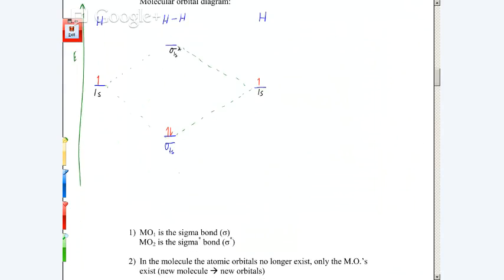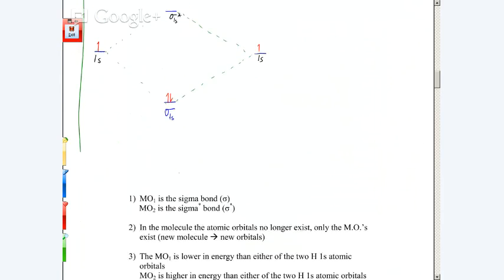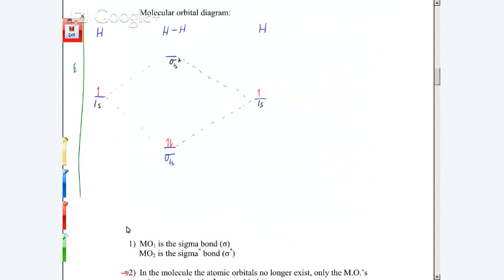Okay, now let's talk about what this means and what this tells us. So, as I said, and this is kind of a weird thing, the atomic orbitals no longer exist. In a molecular orbital theory picture, once atoms form a molecule, there are no atomic orbitals anymore. There are only the molecular orbitals, which take up the entire molecule. So we took those ones from the side and we built these new ones. The hydrogen molecule no longer has any s orbitals in it. It has these orbitals in it, a sigma and a sigma star.